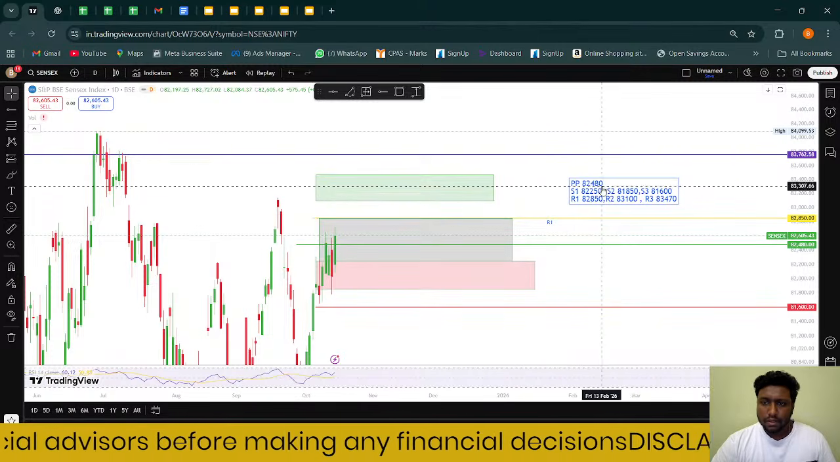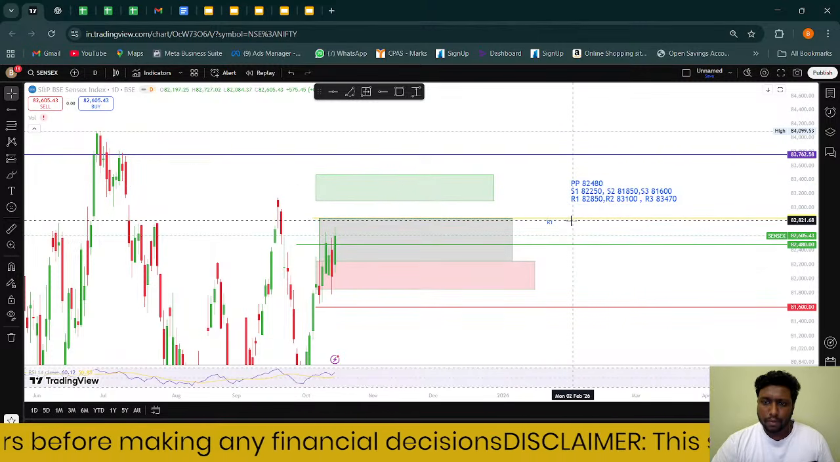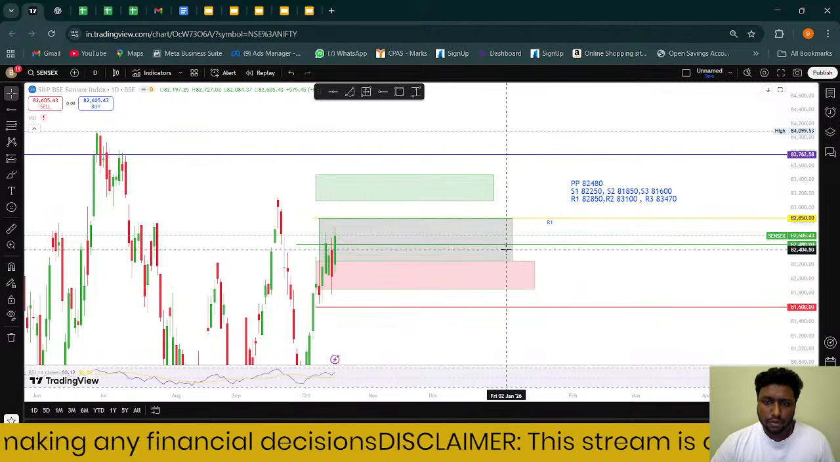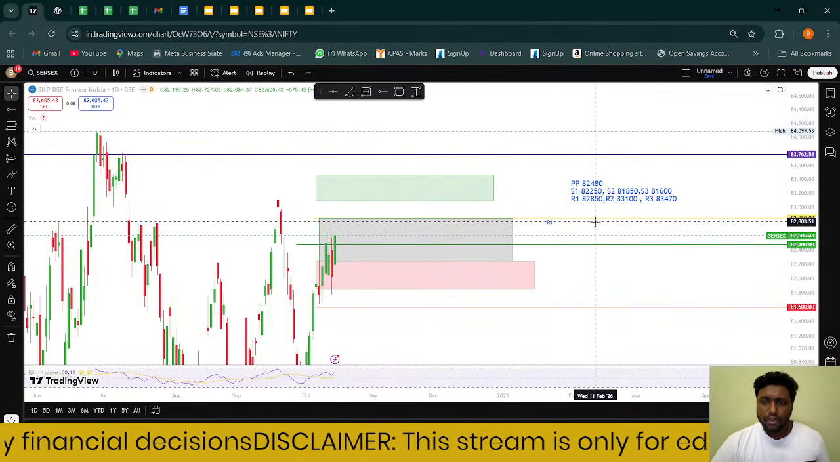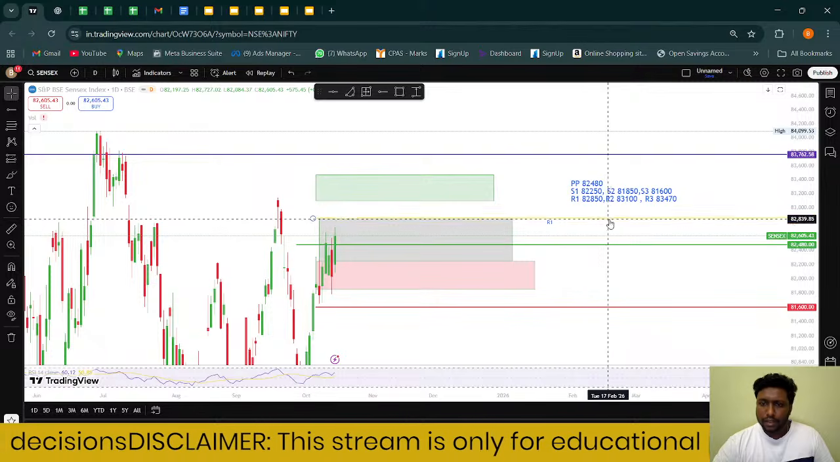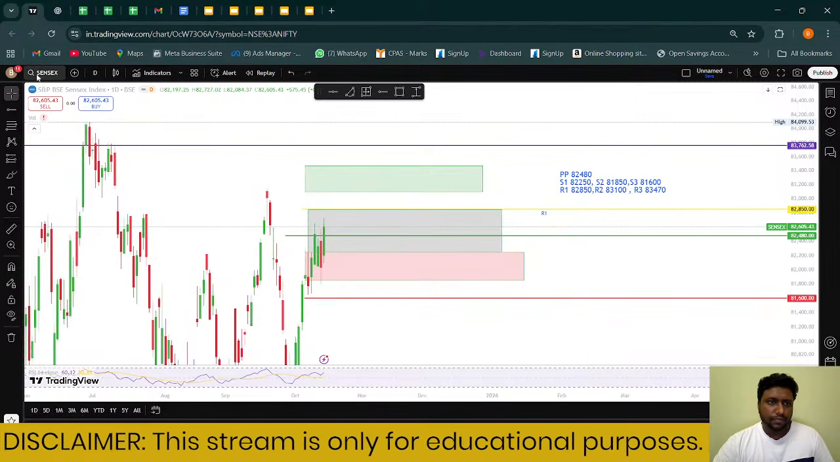With respect to the pivot point, R1 and R2 are the bullish zones, and these are the range-bound zones. So the validation levels will still be R1 and S1.